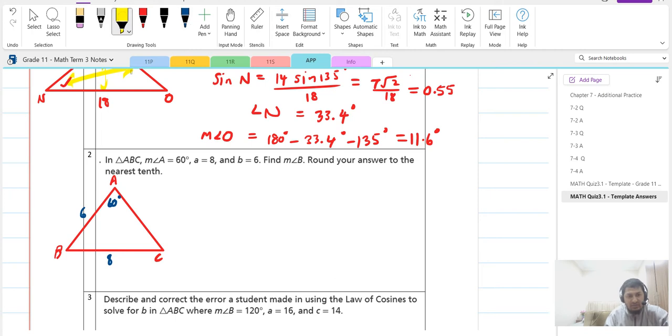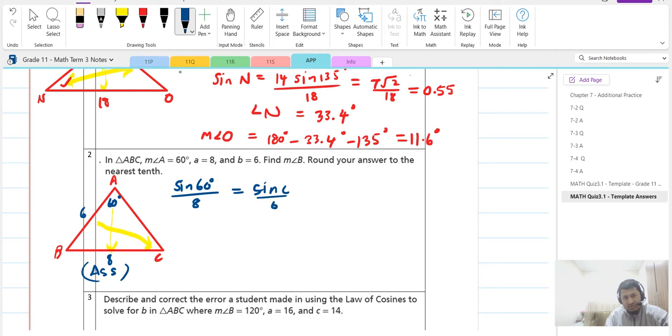It looks like we have to do the same thing here: we have to find angle C first and then find angle B. So same story. We will write sine 60 over 8 is equal to sine C over 6. Why are we using the sine rule? Because we have angle side side. That's the reason why we're using the sine rule. So we're going to cross multiply and solve.